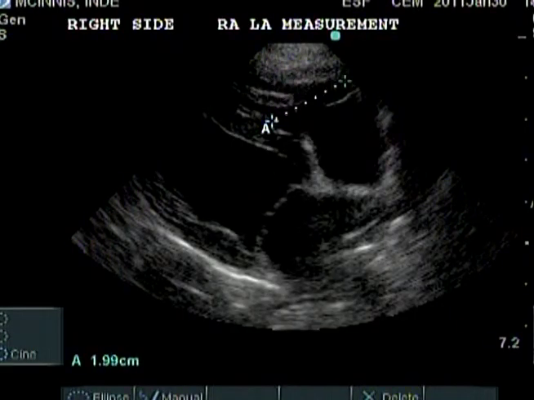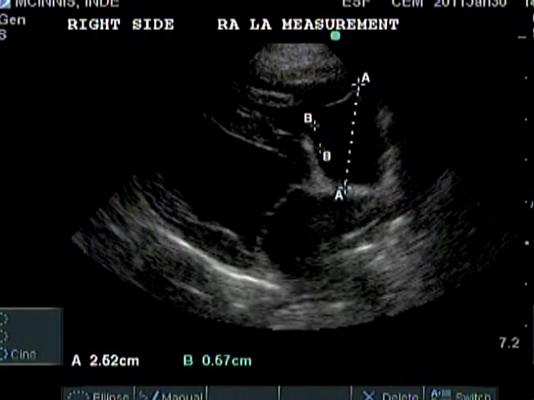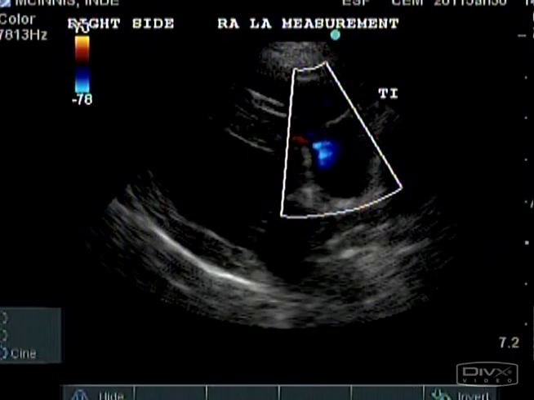Measure the right atrium from the free wall to the atrial septum at its widest point. Then measure the left atrium from the atrial septum to the left atrial free wall. Save this image and measurement. The right atrium is usually 2 to 4 millimeters smaller than the left atrium in this view. If both atria are equal in size, the right atrium is probably enlarged.